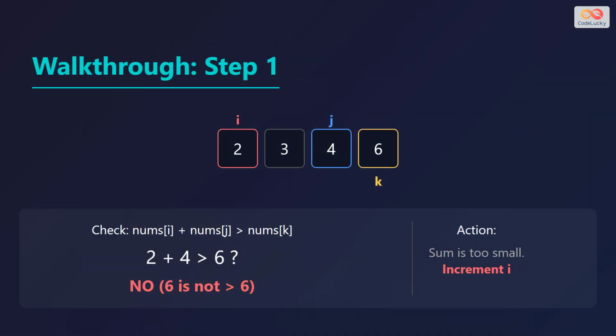Let's walk through an example. Here we have a sorted array, 2, 3, 4, 6. We fix our largest side, K, at 6. We place our pointers I at 2 and J at 4. We check, is 2 plus 4 greater than 6? 6 is not strictly greater than 6. This means our sum is too small. To get a larger sum, we need to increment our left pointer I.